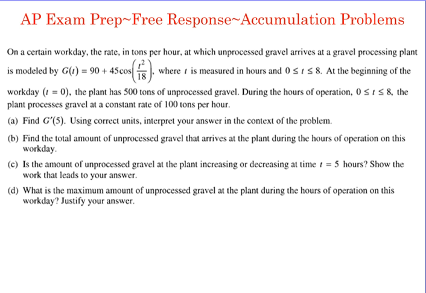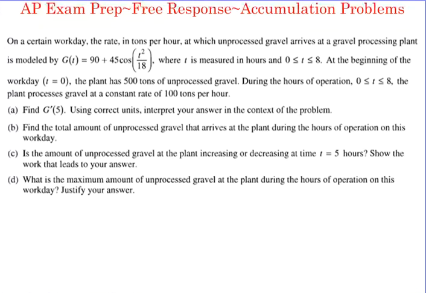This is one of the first types of free response questions that you can expect to see on the exam. Accumulation type problems, they really like those, and they're typically calculator active questions. So let's dive into this one. Part A says find G prime of 5.